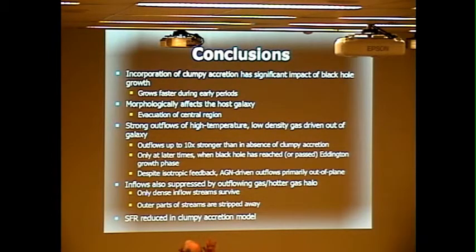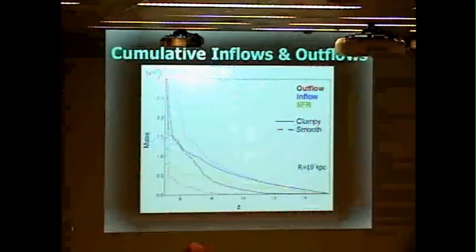Questions? So part of the difference in your clumpy versus smooth is that you're just getting a lot more mass onto the black hole, a lot more feedback therefore. So if you had the same amount of feedback, would they really be so different? What is it about the clumpy model that's making it have these very wide outflows?